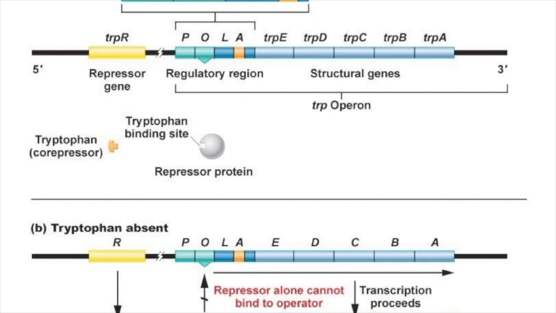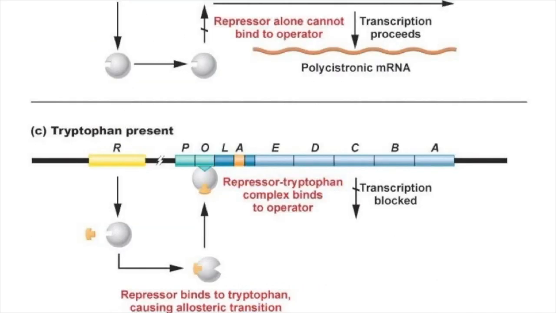So since the repressor protein all by itself can't bind to the operator, we get transcription. We get expression of these genes, and we get the production of tryptophan. So that's the example that's here at the top. But when tryptophan is present, look at how this one works.